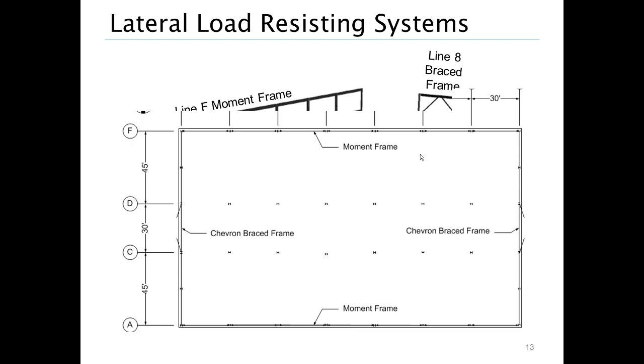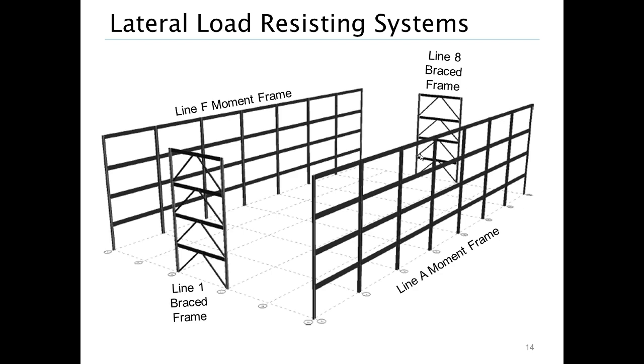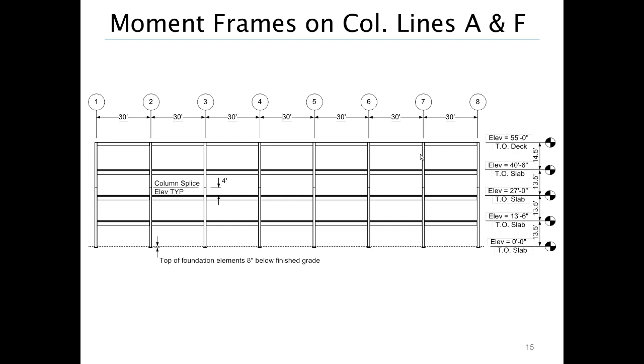So here's a more orthographic view of all the frames in the building, our lateral load resisting systems. This is pretty much all we're relying on for lateral load resistance in this particular example building. Here's an elevation view of each of the moment frames, both being the same. The top story is 14.5 feet to accommodate roof slope down to roof drains on the interior up at the roof. We'll have a column splice at the 3rd story level.